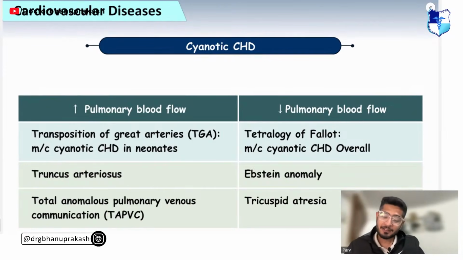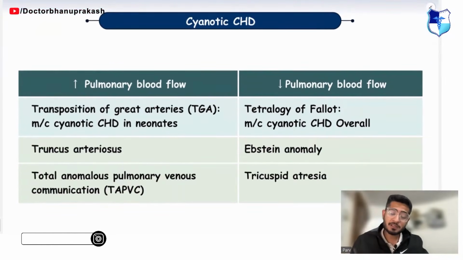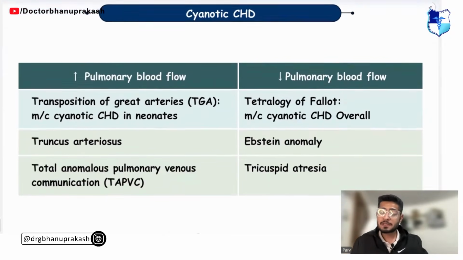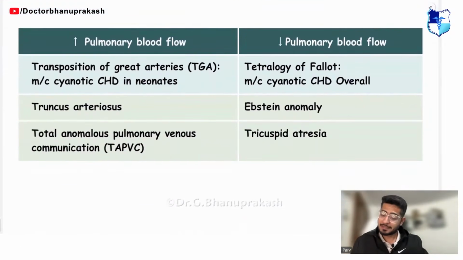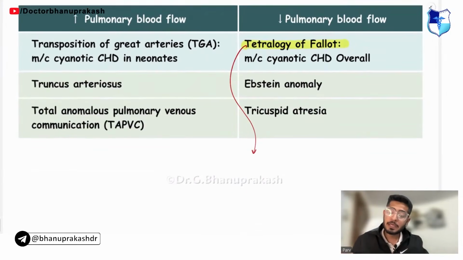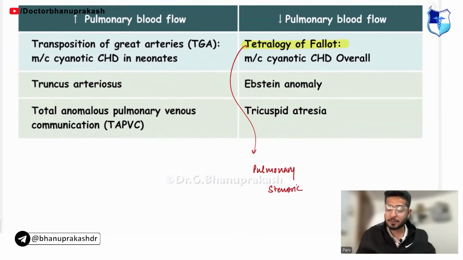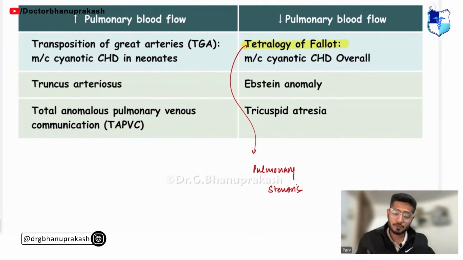Chalo. Cyanotic congenital heart disease. Coming on to the cyanotic now. Cyanotic means cyanosis is happening. So cyanosis can happen in two, three ways. Just remember, if it is decreasing pulmonary blood flow, remember TOF. In tetralogy of Fallot, what is going to happen? There is a pulmonary stenosis, so because of pulmonary stenosis, there will be decreased pulmonary blood flow.